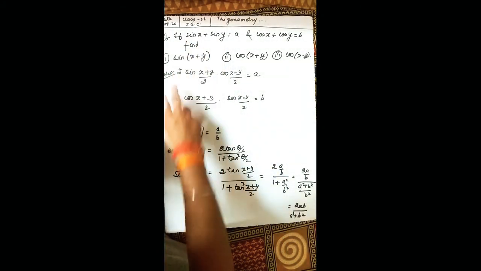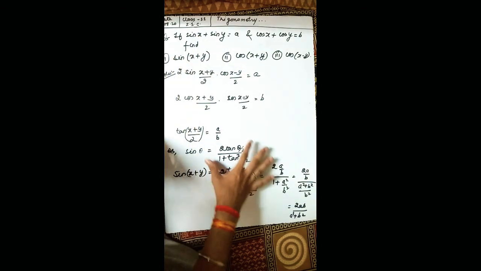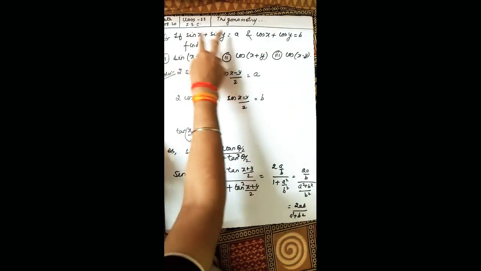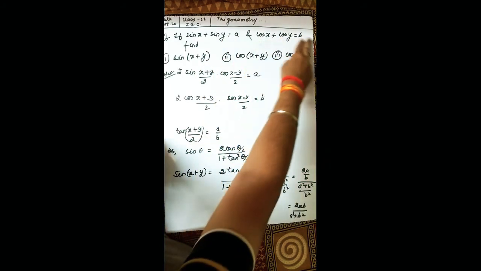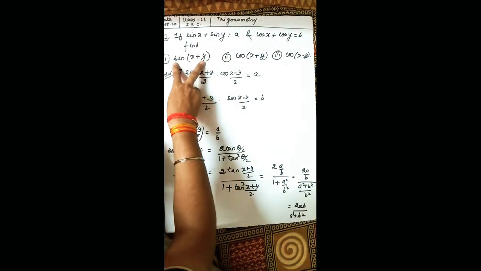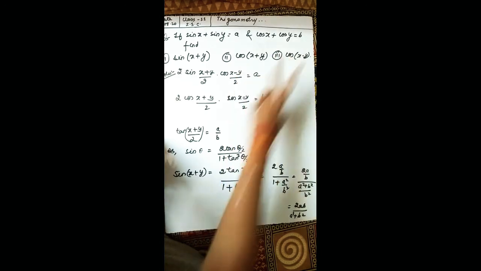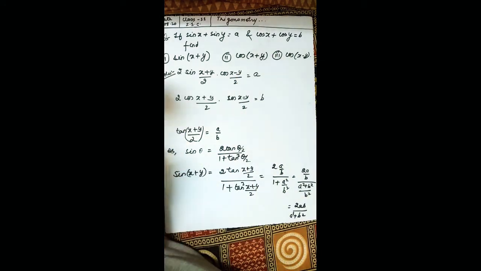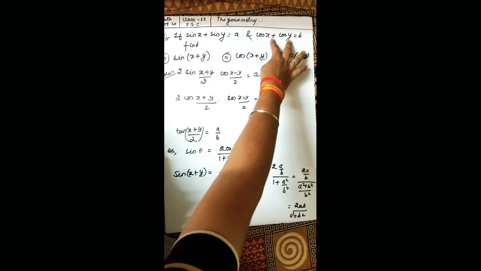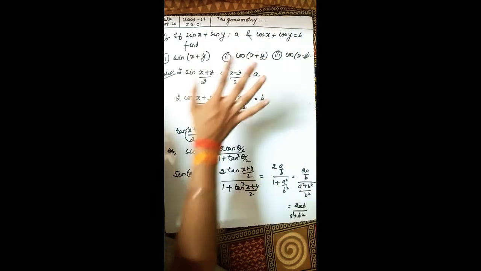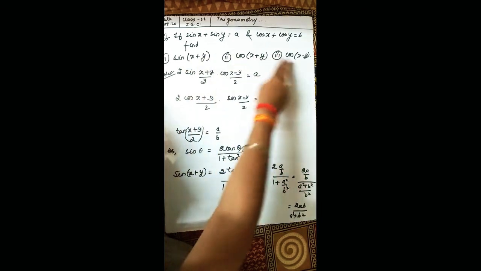Okay, we are taking the next question, that is, if sin x plus sin y equal to a and cos x plus cos y equal to b, then find sin(x+y), cos(x+y) and cos(x-y). This is the question in front of you. So we are given these two equations, and we are going to take the help of these two equations and find the value of these three.